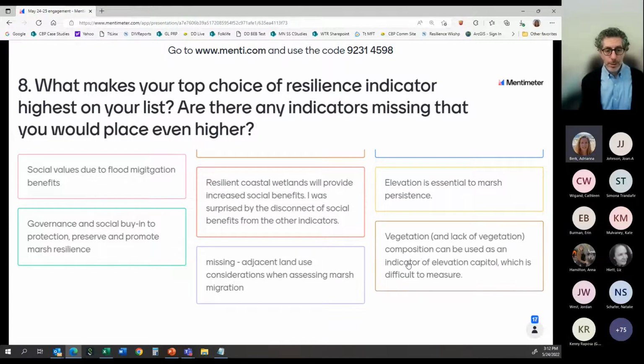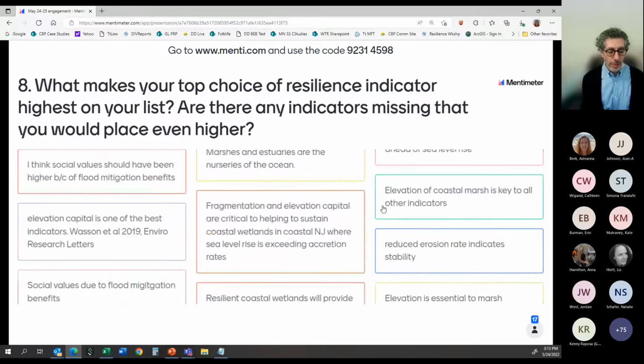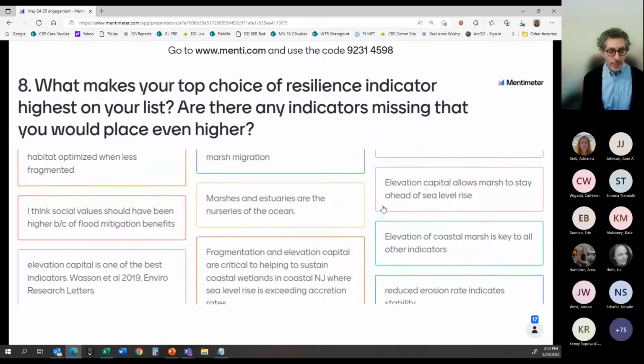I'm going to scroll up one more. Oh, here comes another one. Vegetation composition, and lack thereof, can be used as an indicator of elevation capital, which is difficult to measure. Yeah, that'd be great, Adriana, if you could scroll up and let people take another scan.